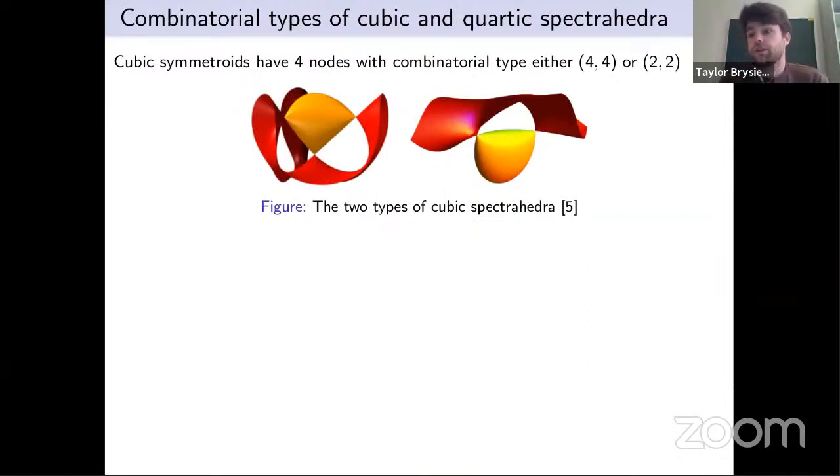So what's known for small degrees? For degree 3, it's known that cubic symmetroids have 4 nodes over the complex numbers. And you can either have all 4 of them be real and all 4 of those be on the spectrahedron, or you can have only 2 of those real and 2 of them would then have to be on the spectrahedron. In this case, the other 2 nodes are complex conjugate solutions to this polynomial system I described.